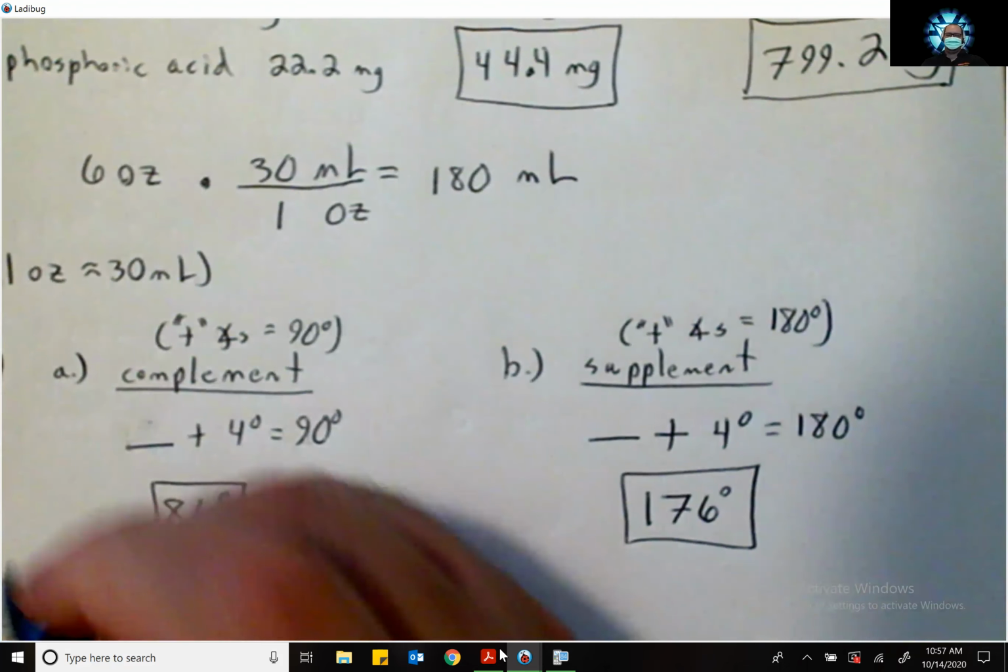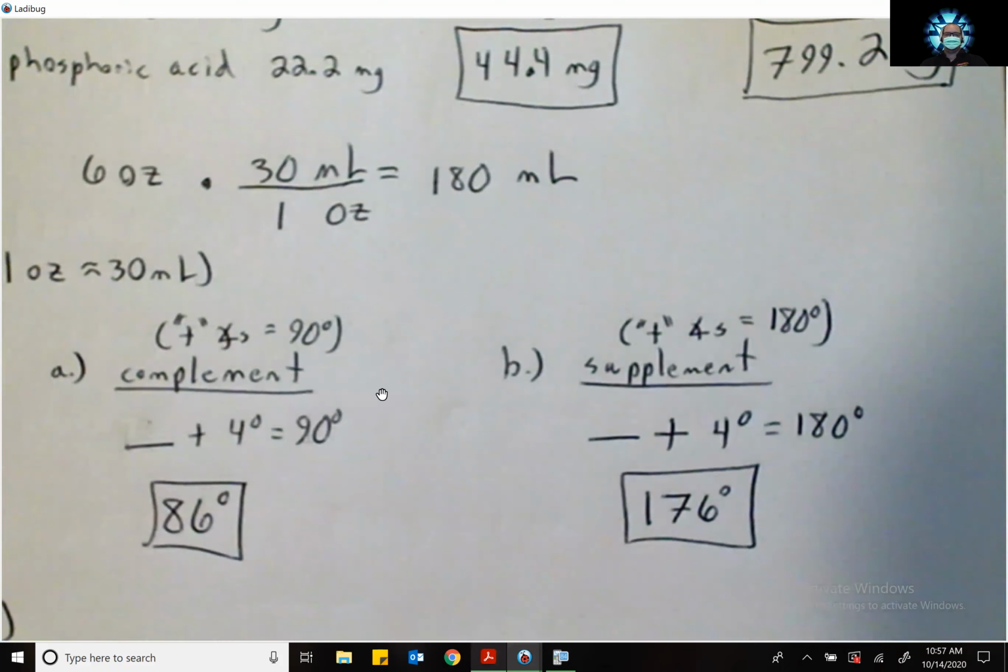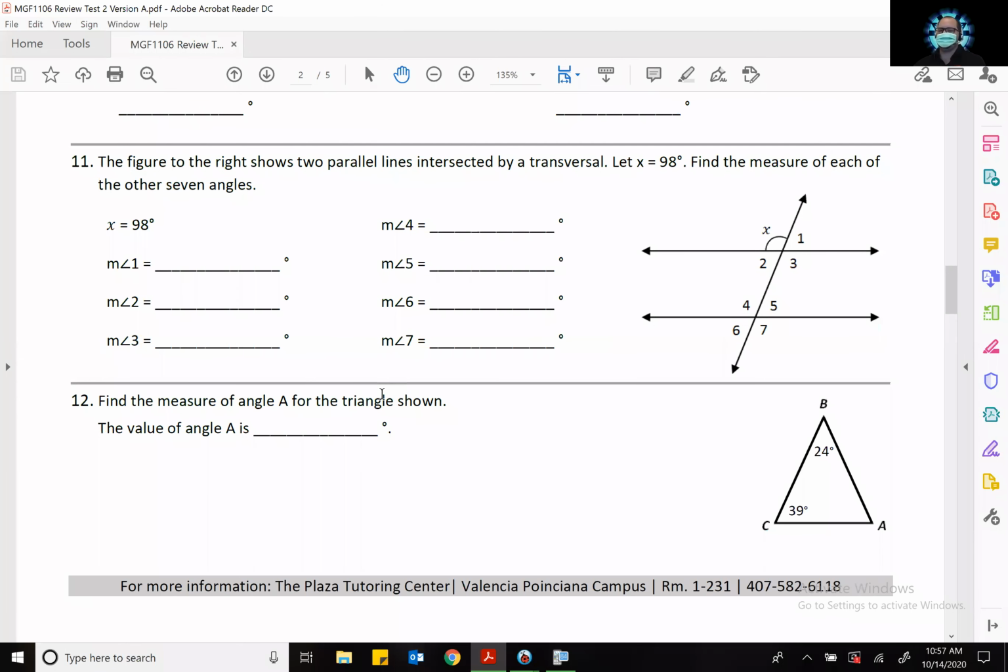Number 11. So this is also one that sometimes trips students up, so you just got to be careful. So we have these two parallel lines, and then we've got all these angles we want to know about. Give me a second as I write down what we're looking for.